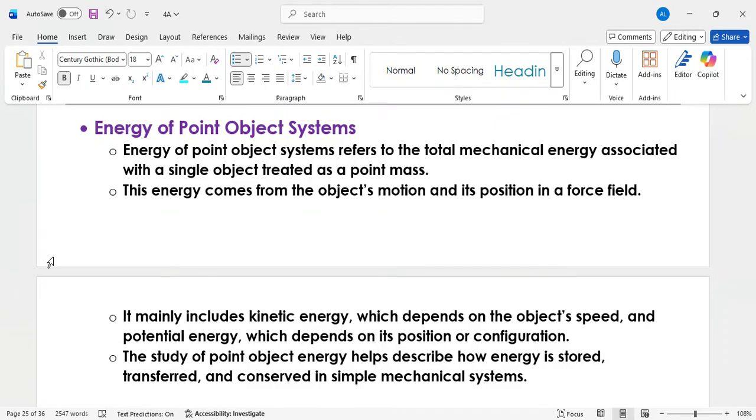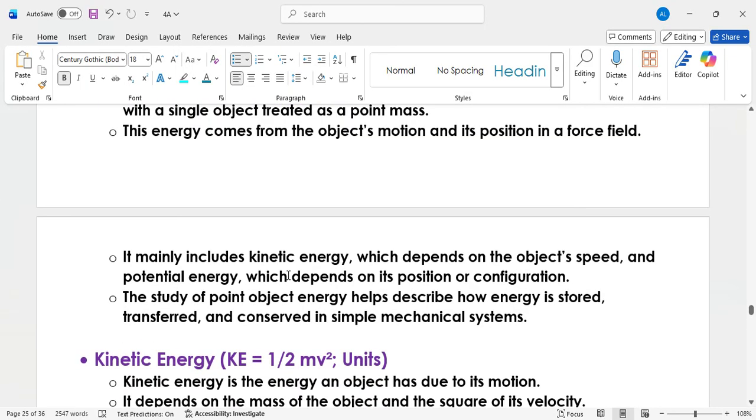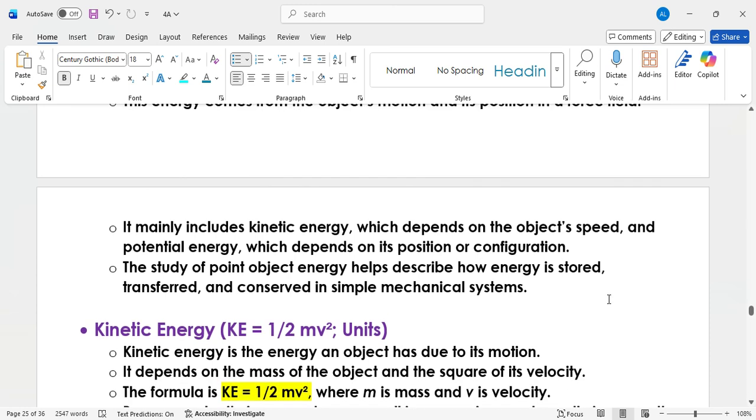The total mechanical energy is associated with a single object treated as a point mass. This energy comes from the object's motion and its position in the force field. It mainly includes kinetic energy, which depends on the object's speed, and potential energy, which depends on the position or configuration. The study of point object energy helps describe how energy is stored, transferred, and conserved in simple mechanical systems, right?